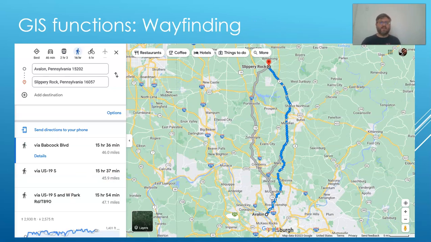Find the best path from one location to another. So you've probably done this with something like Google Maps, getting driving directions. Here I decided just for fun to get walking directions from Avalon, where I live, to Slippery Rock. Looks like it would take me about 16 hours to walk to work, so I think I'm going to stick to driving. But this GIS is able to analyze the connections among all the roads and the speed that you can go on those roads and figure out the fastest way from one point to the next.